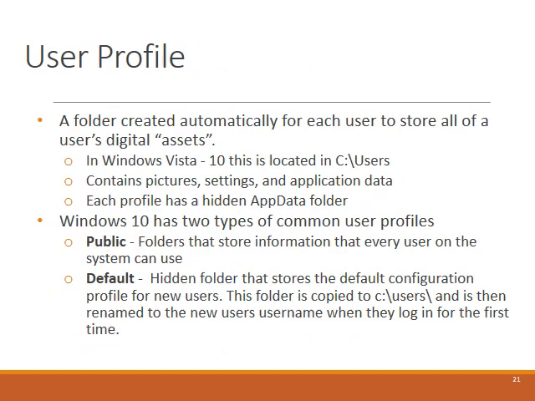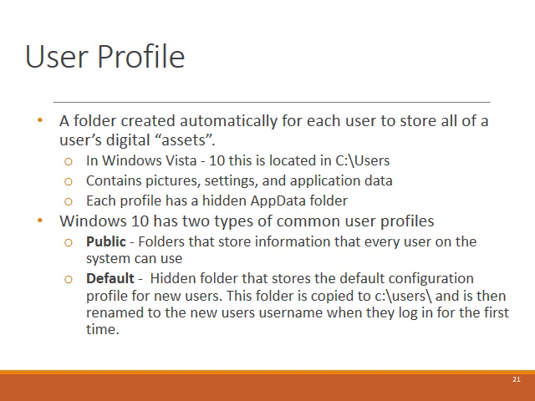And finally, the last thing we want to talk about is the user profile. The user profile is a folder that is created automatically for each user to store all of that user's digital assets, so in other words, their data. In Windows Vista through 10, this is located in C:\Users and then the username. For example, my username is Tim Green, so in Windows 10, all the assets for my user account are located in C:\Users\Tim Green.